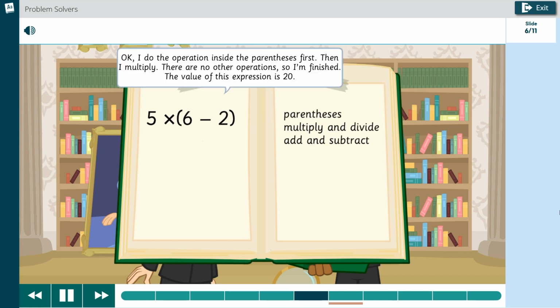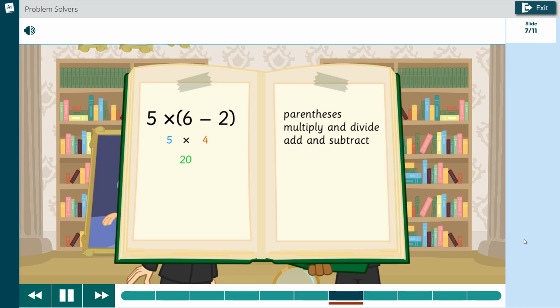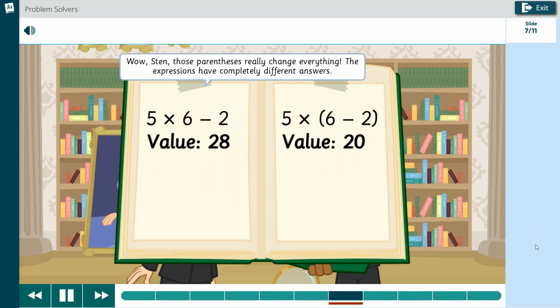Okay, I do the operation inside the parentheses first. 6 minus 2 is 4. Then I multiply. 5 times 4 is 20. There are no other operations, so I'm finished. The value of this expression is 20. Wow, Stan, those parentheses really change everything. The expressions have completely different answers.